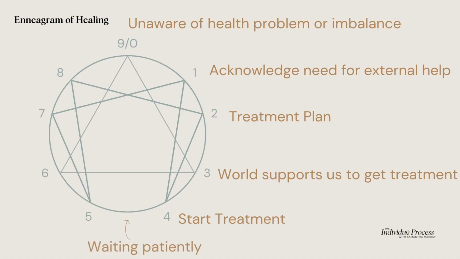Now, the interval between point 4 and point 5 is an important one. Here we have to wait and be patient for the treatment to work. For example, with a broken leg, we might have to wait the 6 weeks. With some medications, we might feel the effects immediately, or sometimes it might take days or months for the effects to kick in. In this space between 4 and 5, we wait.